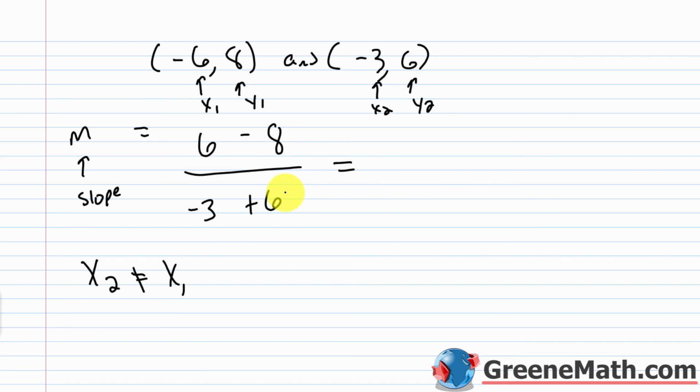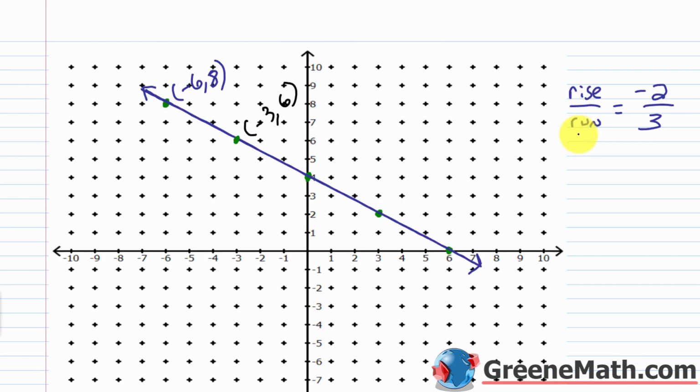So 6 minus 8 is negative 2, and negative 3 plus 6 is 3. So you get negative 2/3 as your slope, and again, that's exactly what you calculated here. Your rise over run is equal to negative 2/3, or negative 2 over 3.